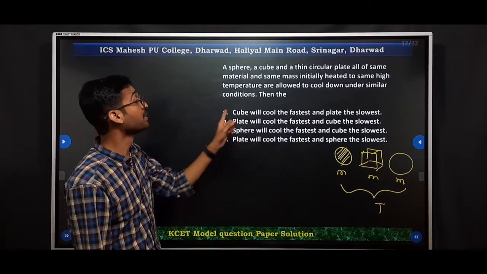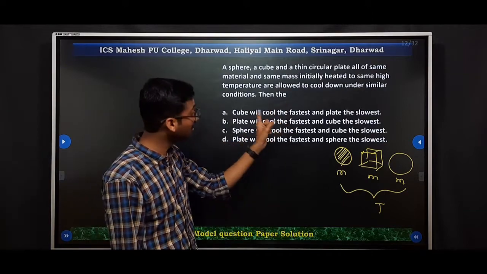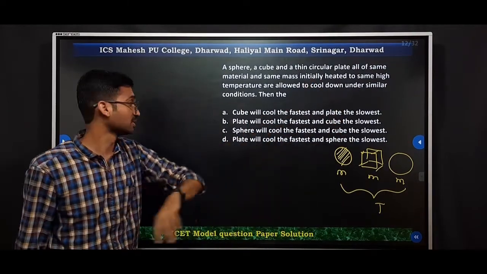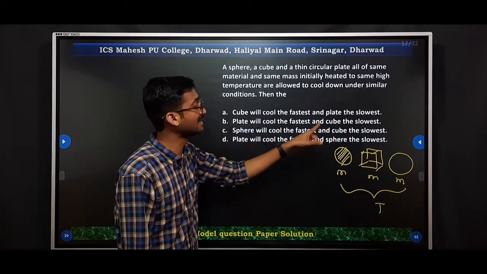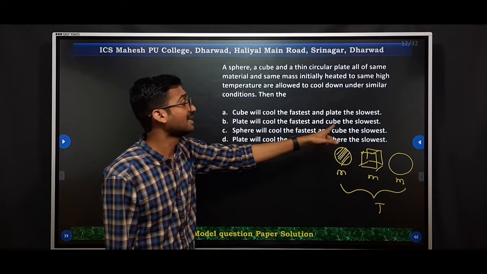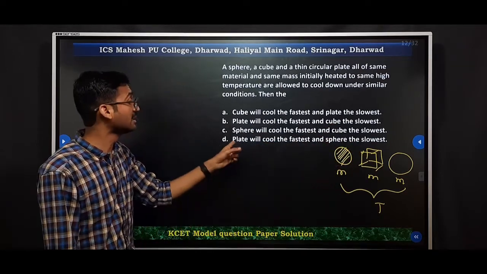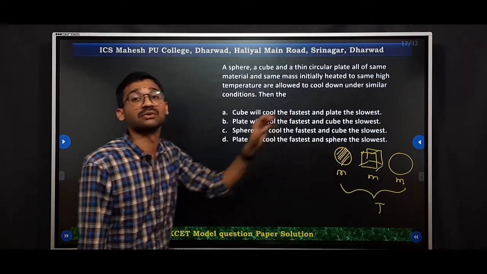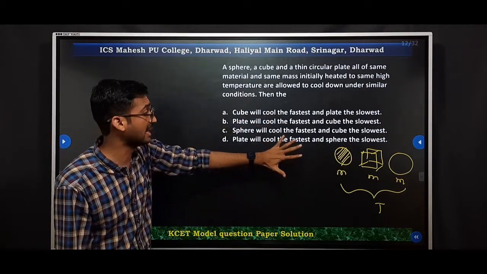If it is so, then: cube will cool the fastest and the plate the slowest. Plate will cool the fastest and the cube the slowest. Sphere will cool the fastest and the cube the slowest. The last one, plate will cool the fastest and sphere the slowest. These are the four options we have.